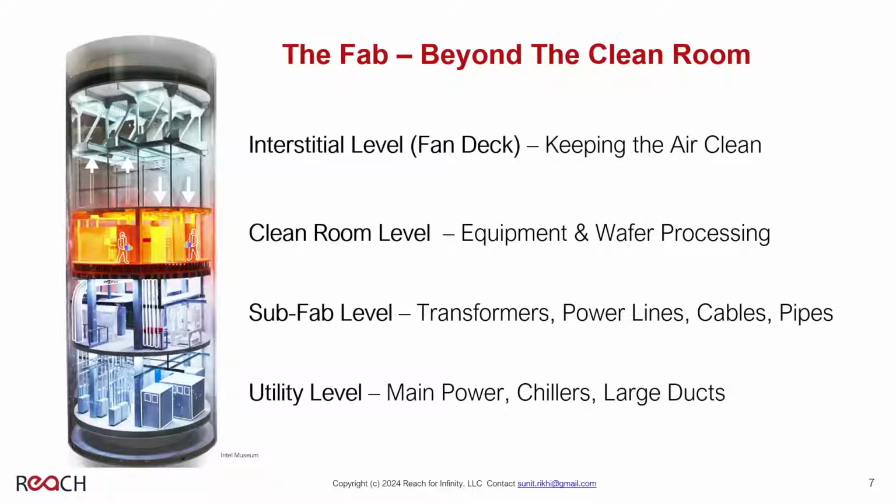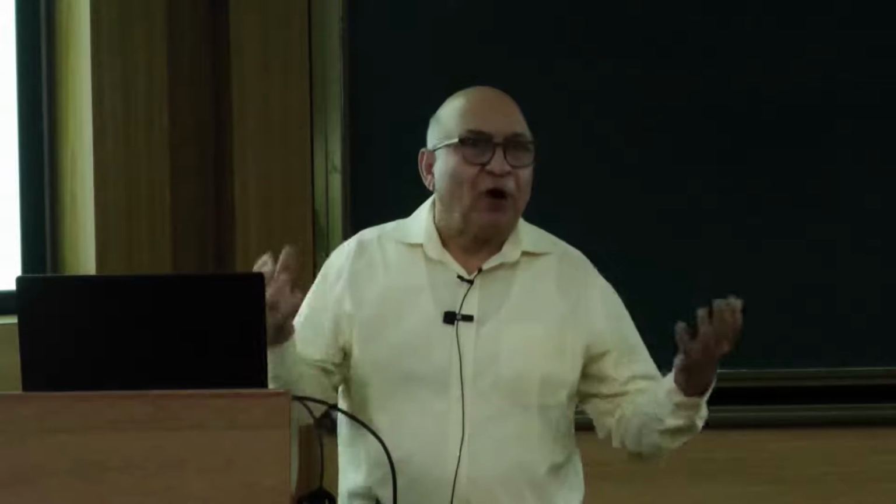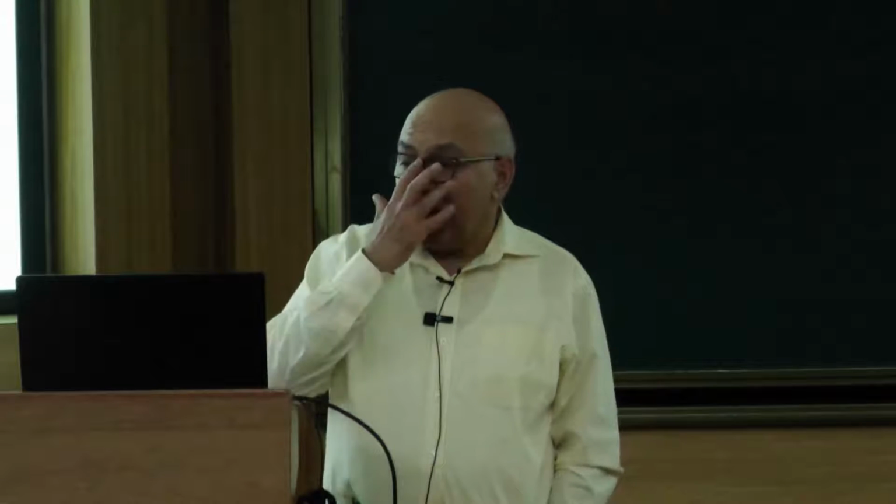And then below that level is another one, which is called the utility level. This is where giant chillers, and when I say giant, they are giants, the main power, and large, big ducts are, whether they are exhaust and waste or supplying the sub-fab with distribution of the chemicals and gases. So the utility level is the larger part of the sub-fab, if you can call it that. So that's the fab. That is what a fab is.